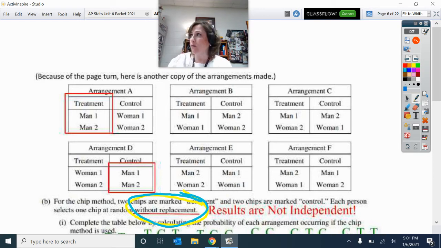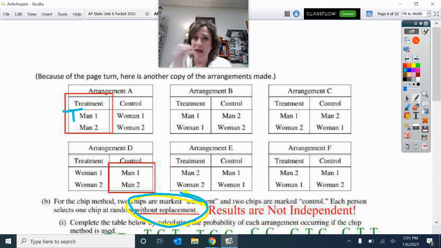So let's start. Here comes man number 1. Come on, man number 1, pull out a chip. He got the treatment group. That chip stays out. So now, how many chips are in here? You have to think about what is left. What is left now is 3 chips, and only one says treatment, and 2 of them say control. So come on, man number 2.